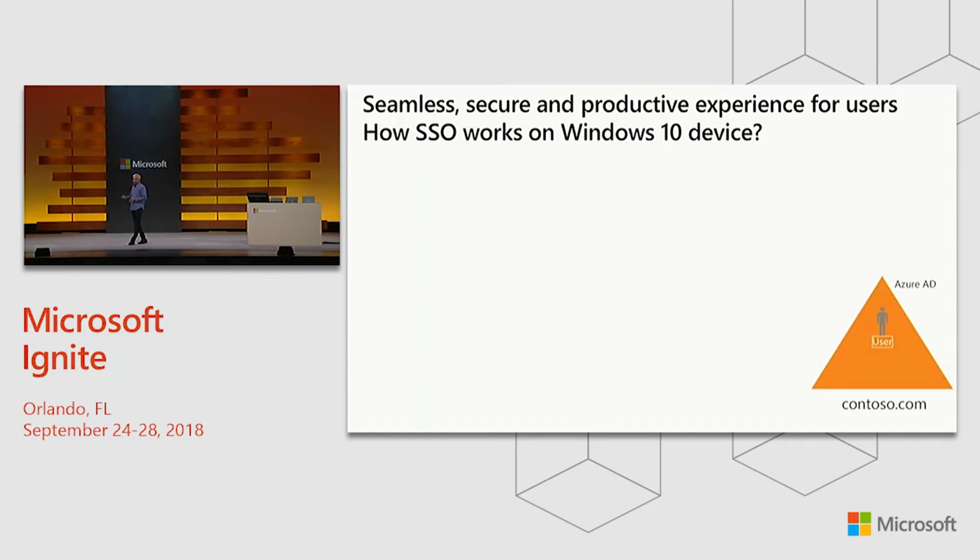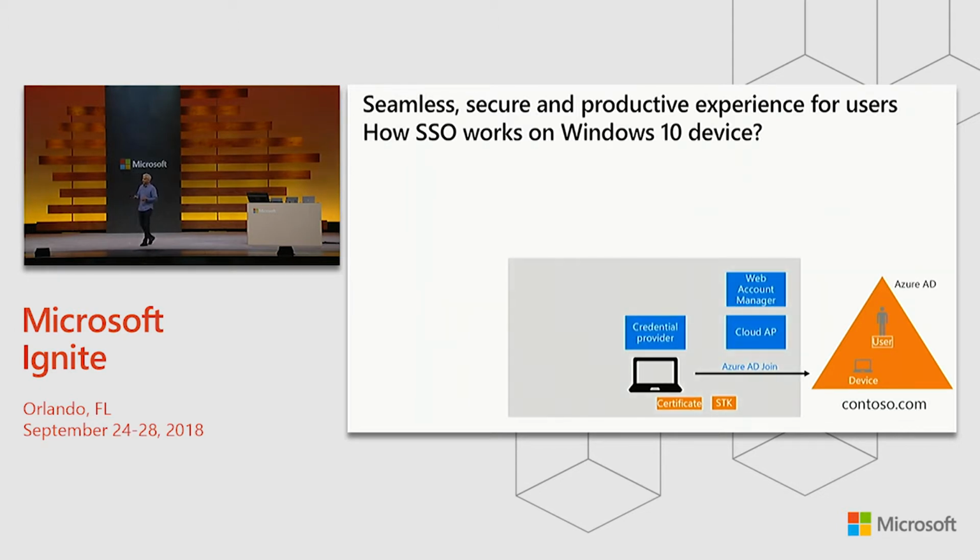So in this flow, if you look at it, there's a user who's starting to do an Azure AD join. The first thing that happens as part of this process is a certificate and the session transport key is exchanged with Azure AD. Then, once the device is registered, the user is going to come in and provide their creds to sign in.